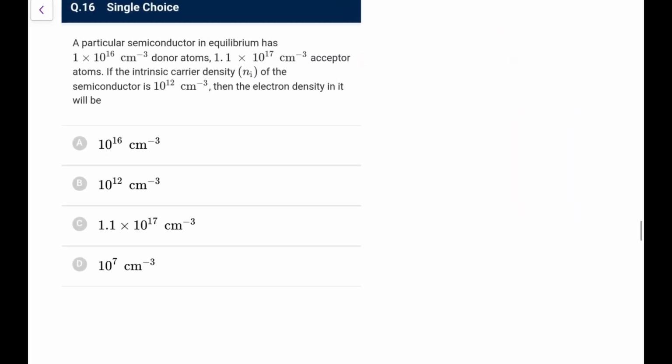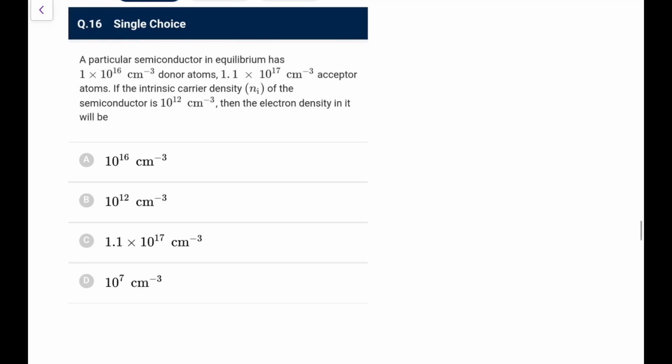Next, a particular semiconductor in equilibrium has this many donor and this many acceptor atoms. Both are given. If the intrinsic carrier concentration is 10 to the power 12, the electron density in it will be. Now this is going to be very interesting. So we have a semiconductor in equilibrium with this many donor and this many acceptor atoms.